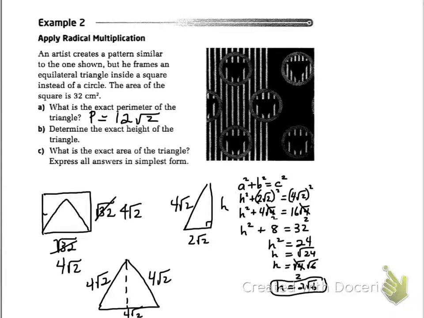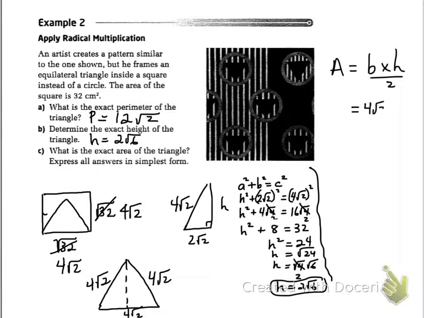So that's part B. Determine the exact height of our triangle. Height is 2 root 6. Lastly, area. Well, we know that the area of a triangle is base times height divided by 2. So if we go back to our original triangle, the base is 4 root 2. Then we can take 4 root 2 times the height of 2 root 6, divide that by 2.